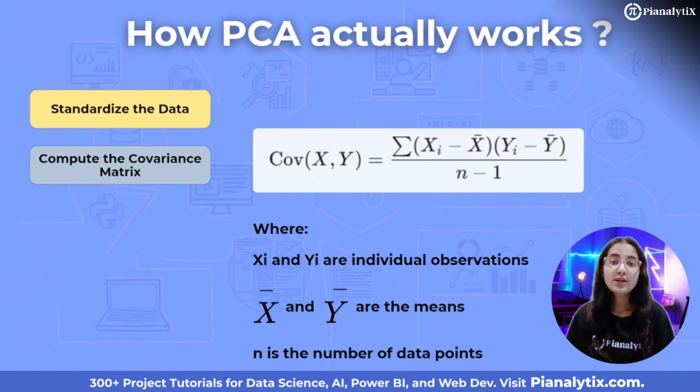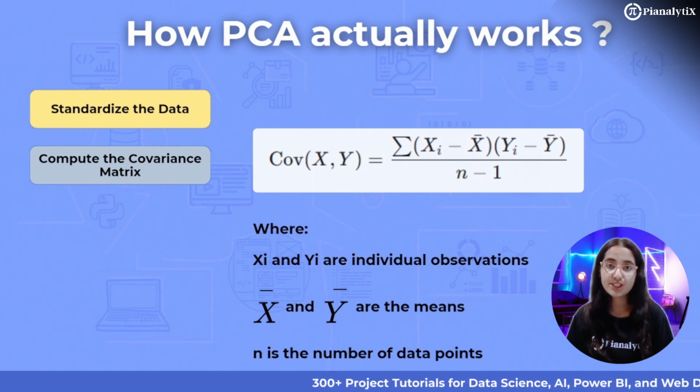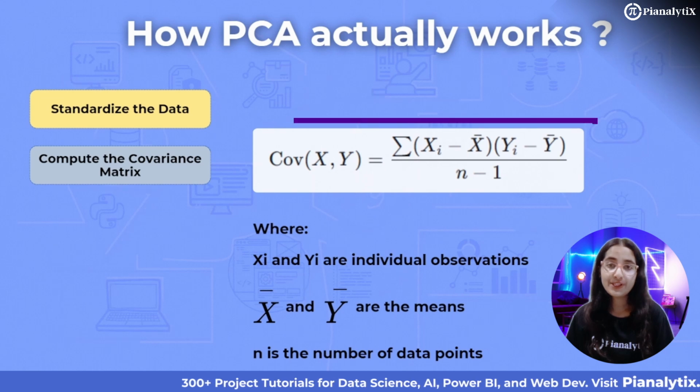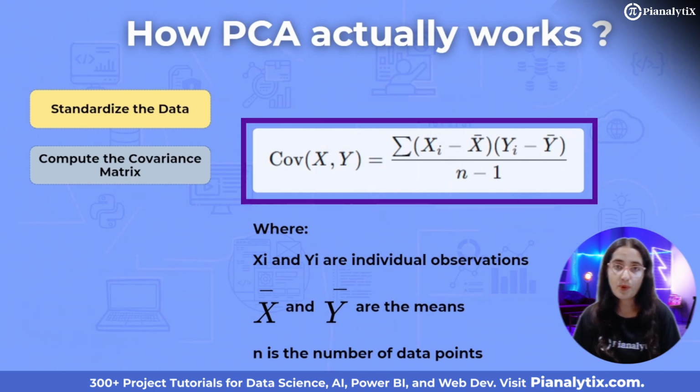Step number 2. Compute the covariance matrix. This matrix helps us understand how the different features of the dataset vary with each other or correlate with each other. For two variables x and y, the covariance is calculated by using this formula, where xi and yi are individual observations, x-bar and y-bar are the means, and n is the number of data points.